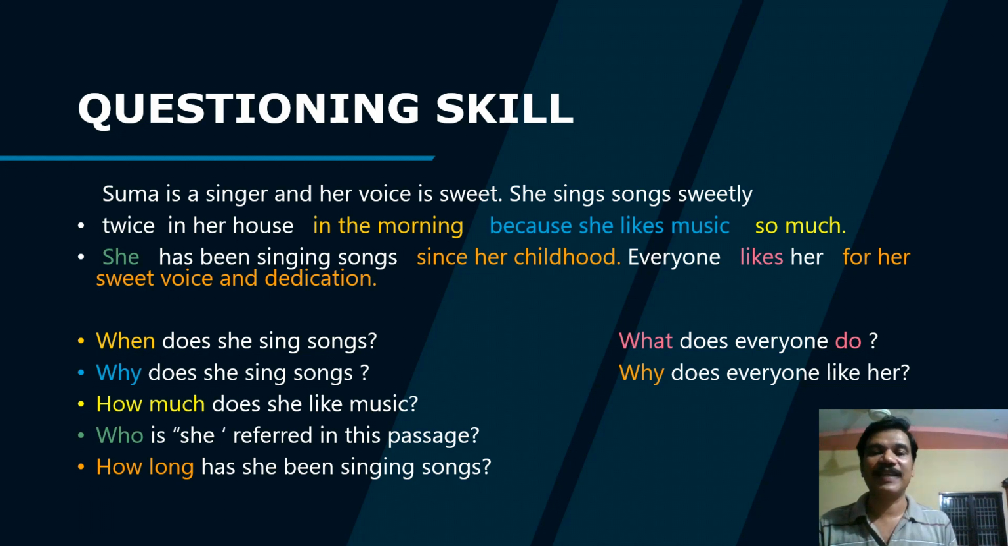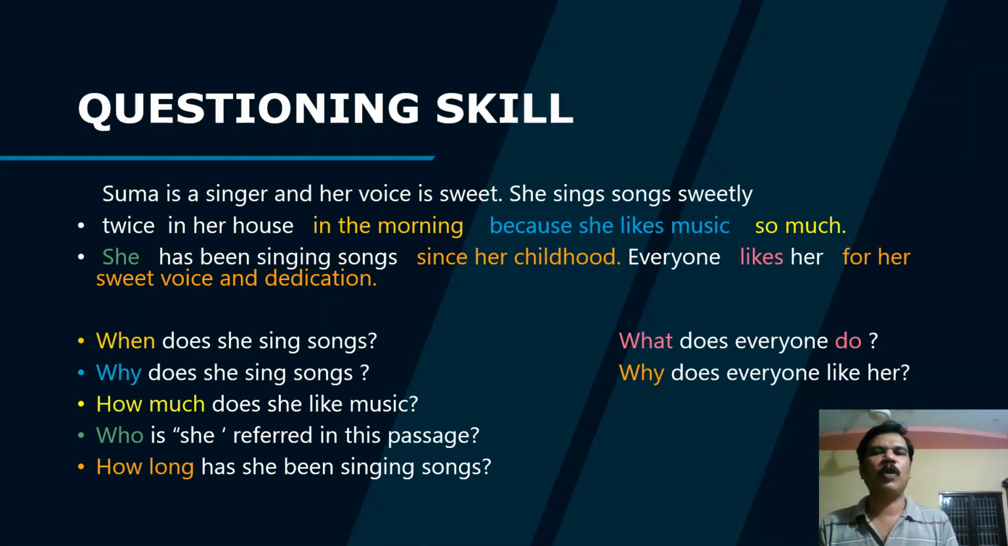Because she likes music. Reason. Because. Why does she sing songs? Why are we using does? There is s. In simple present tense, if there is an s word, immediately use does. For third person singulars, we always use does in questions, interrogative sentences. So does. The same one main verb is controlling until the full stop of the sentence. Study carefully.